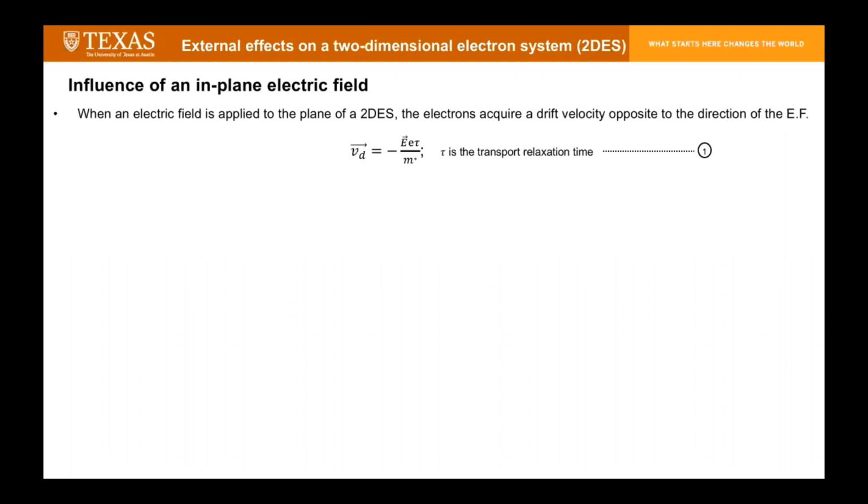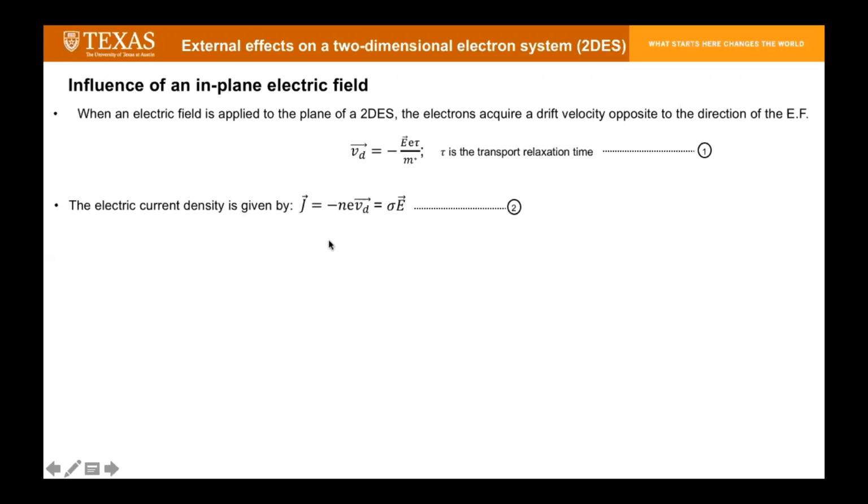There are lots of impurities and other electrons in the system. So an electron scatters off from other impurities and other electrons, and tau represents the amount of time that the electron travels between two consecutive scattering events. So this is an important quantity for 2D systems.